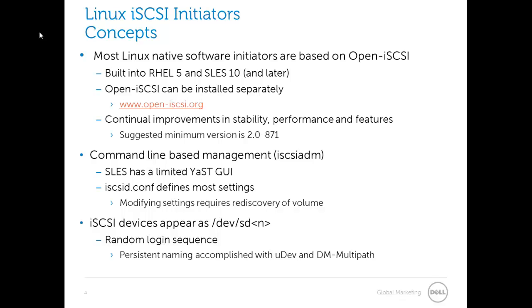A configuration file, iscsid.conf, is used to define most of the iSCSI settings. The iSCSI device appears as a typical local Linux SCSI device. Persistent naming is accomplished with udev and DM multipath.